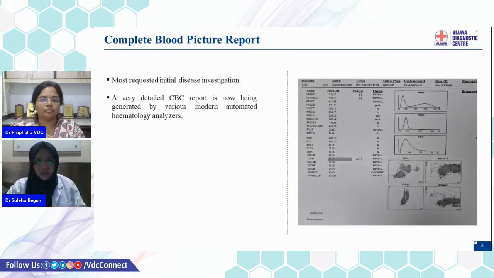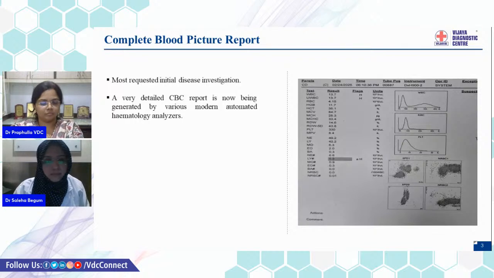CBC analyzer histograms. So CBP or CBC, the complete blood picture or complete blood count, is the most requested initial disease investigation, which not only forms the basis of clinical decision making, but also provides clues to further investigations, diagnosis, and treatment.